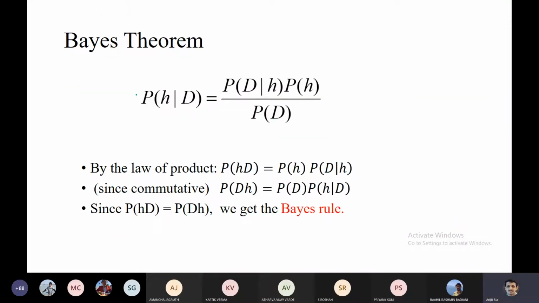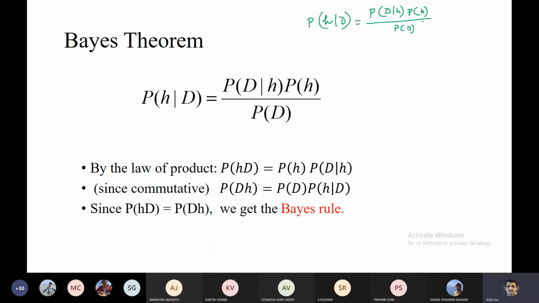So what is Bayes theorem? Bayes theorem is very easy to understand. That's the probability of a function given some data. This can be written as P of D given H, that is, given this hypothesis, what is the likelihood of the data, times P of H, the probability of the hypothesis function, divided by P of D, that is the probability of the data.